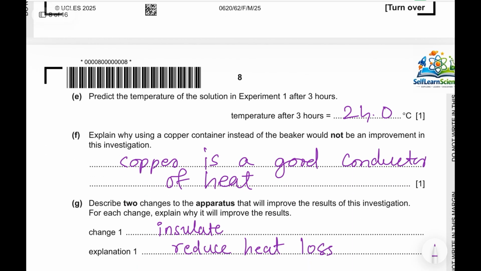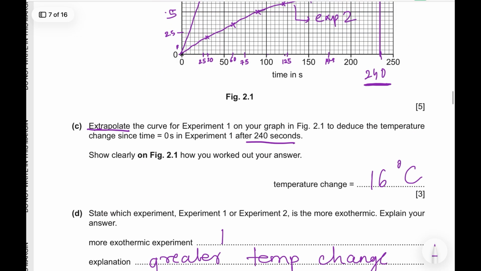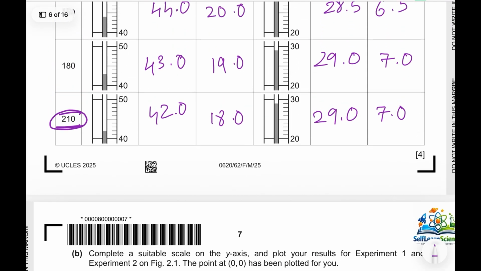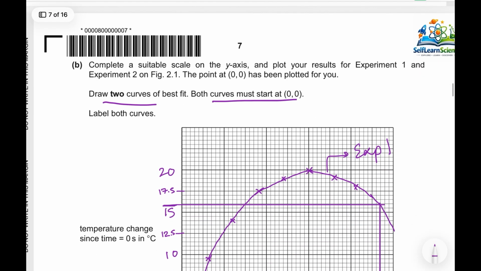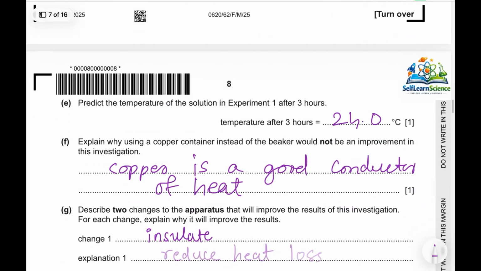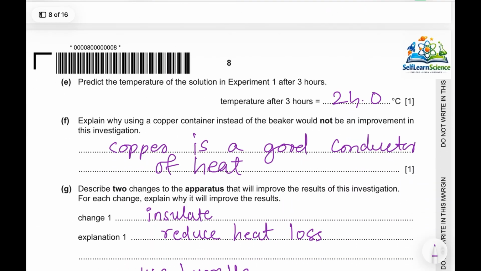Predict the temperature of solution in experiment 1 after 3 hours. If you see the reaction, the experiment gets completed at around 210 seconds. Once it is completed, after some time it is going to come back to its room temperature. So now they are asking what will be the temperature of the solution after 3 hours. It will be back to normal temperature, which is 24 or 25 degrees Celsius.